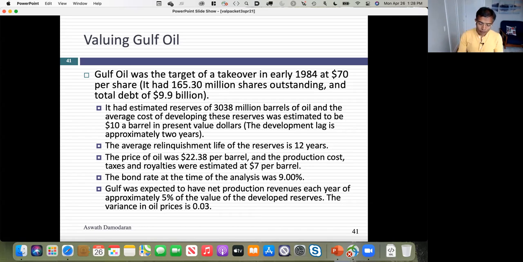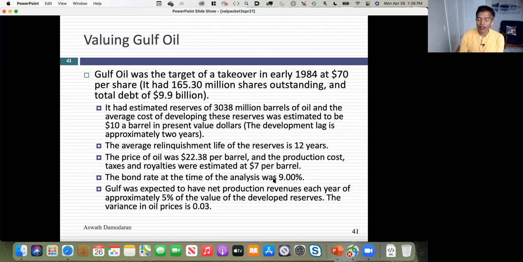You think, should they do it? Well, there's a lot of oil under the ground, and it was estimated at that time oil prices were $22.38, and the variable cost would be about $7. So they'd make about $15.38 a barrel if they developed the reserves. However, it would take about 2 years for them to do the development. So you've got to factor that in. You've got to wait 2 years before the cash flows come out. And then about 12 years left on these reserves. That's the remaining life of these reserves.